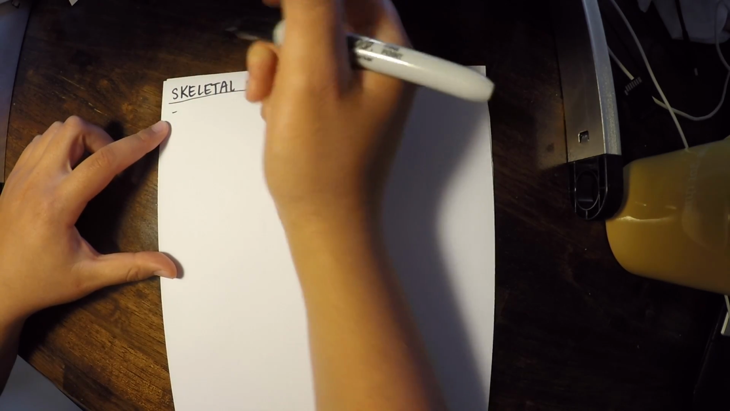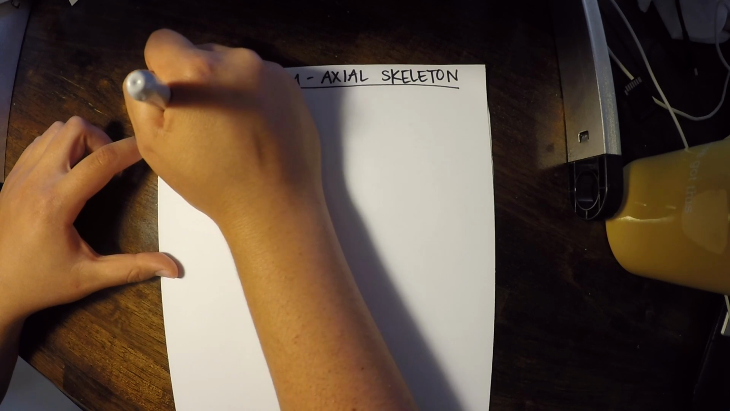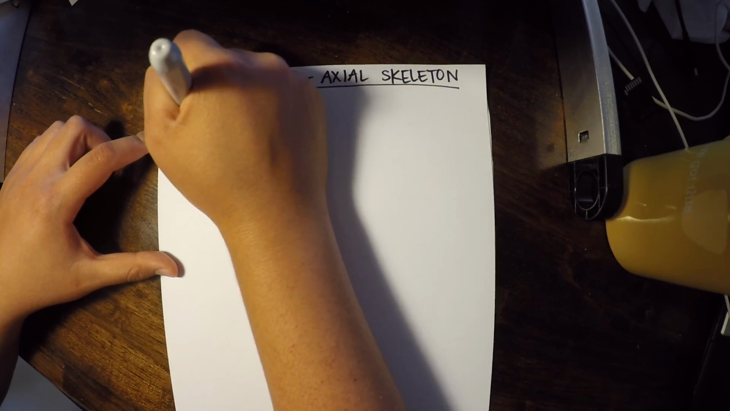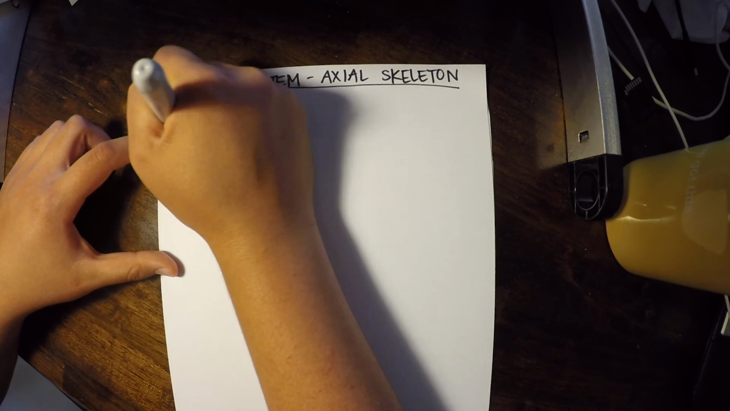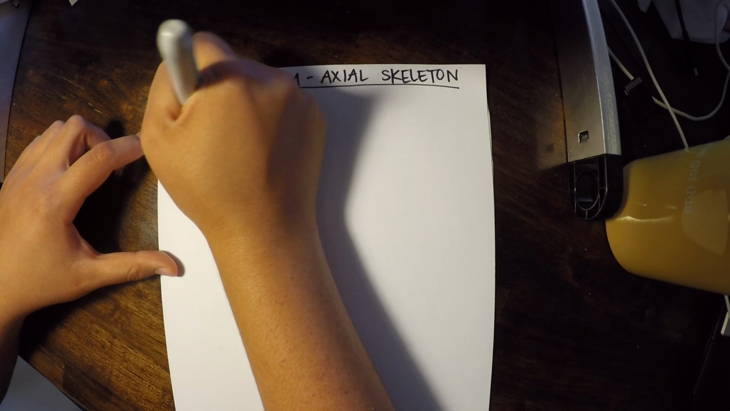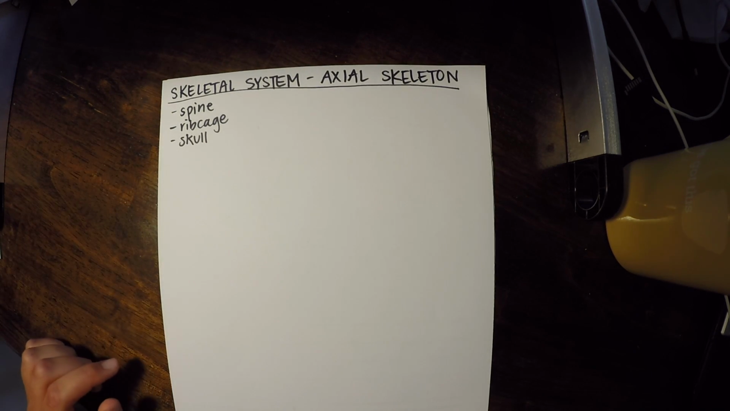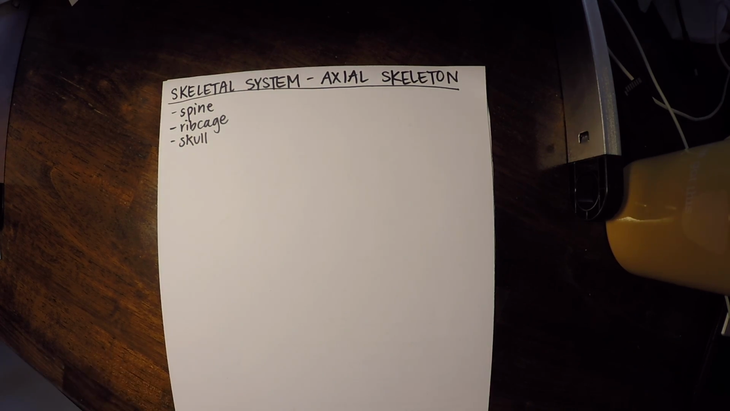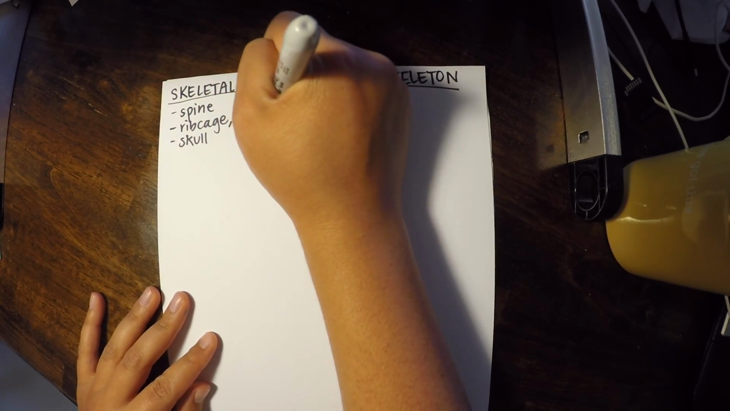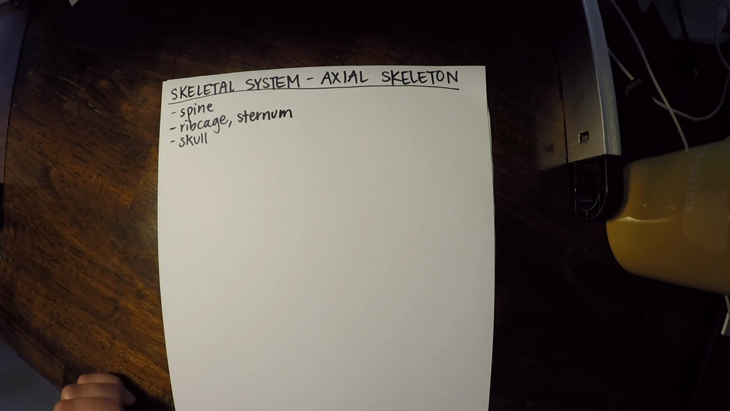The axial skeleton incorporates the spine, the rib cage, and the skull. Now, we already covered the skull specifically, so we're going to jump into the spine, rib cage, and also the sternum. Since the sternum is closely tied to the rib cage, I'm going to add it in here. And you'll see what those bones are in a moment.